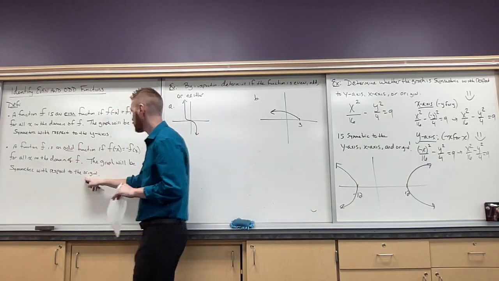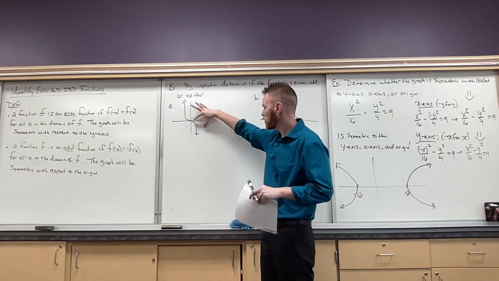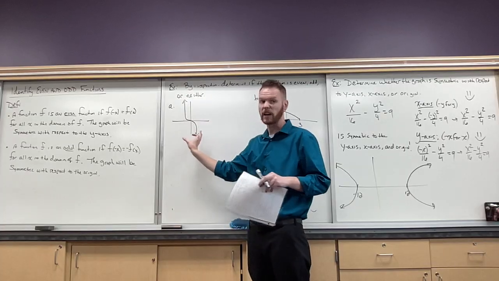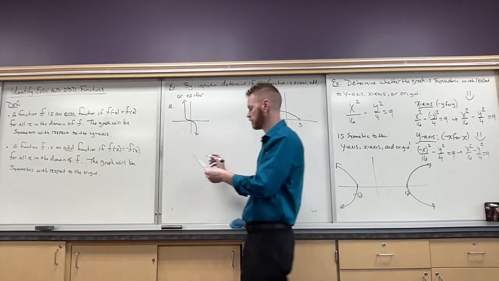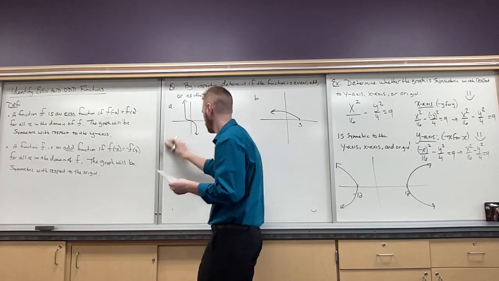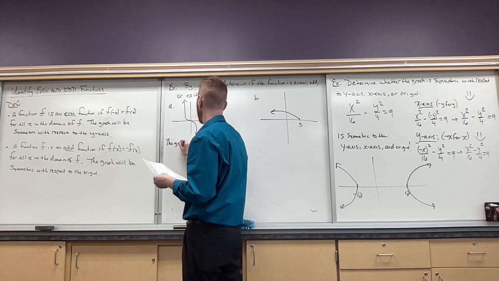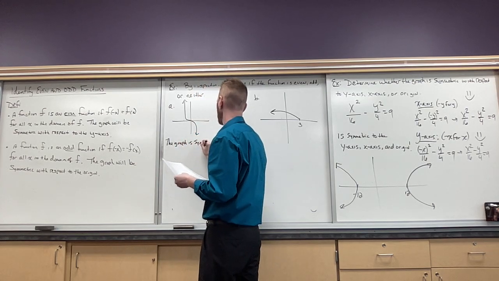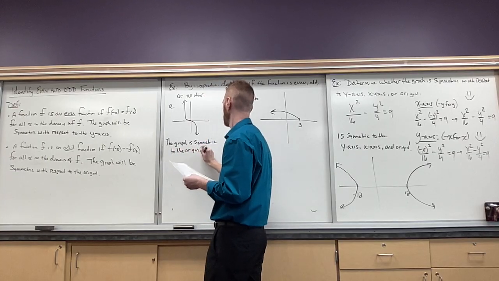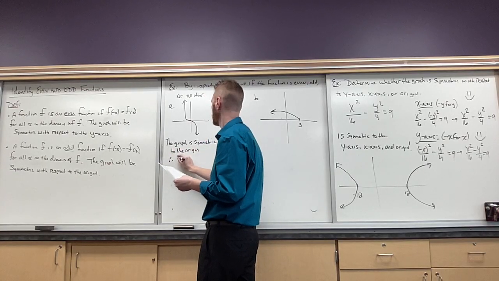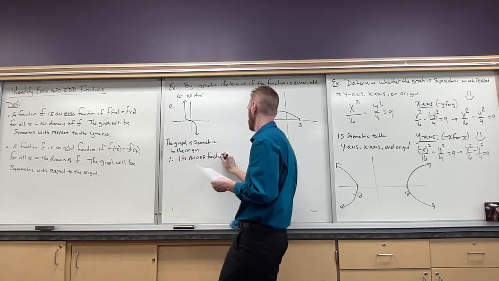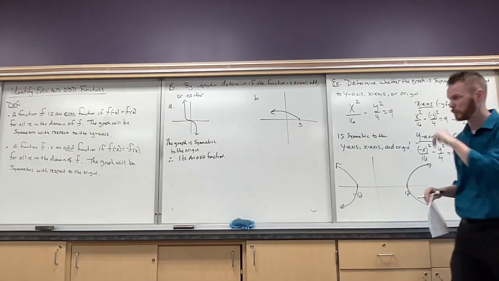So let's see what odd says. It's in respect to the origin. So if I take this and rotate it 180, so 1, 2, and then same thing here, 1, 2, I think I'm going to get the same graph, huh? So this is symmetric to the origin, so therefore, let me write that out. The graph is symmetric to the origin. Therefore, it's an odd function. Okay. There we go.